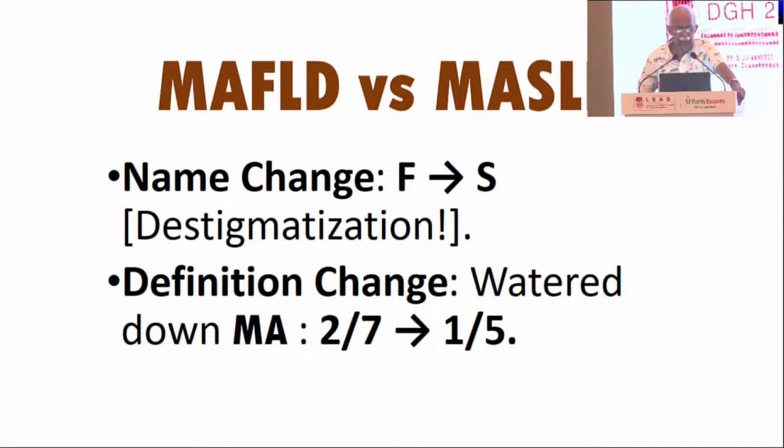Name change and definition change. Name change, the F word goes away, the S word comes in. So you get destigmatized. Patient is very happy. And definition change, watered down, from 2 out of 7, it's now 1 out of 5. Let me talk about the 2 out of 7 criteria. We looked at healthy people, healthy Indians who don't have fatty liver disease. We found 1/3 in general have this. They would qualify to be having this metabolic fatty liver, 2 out of 7.